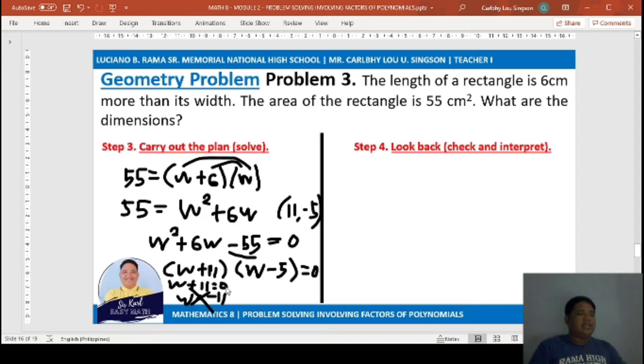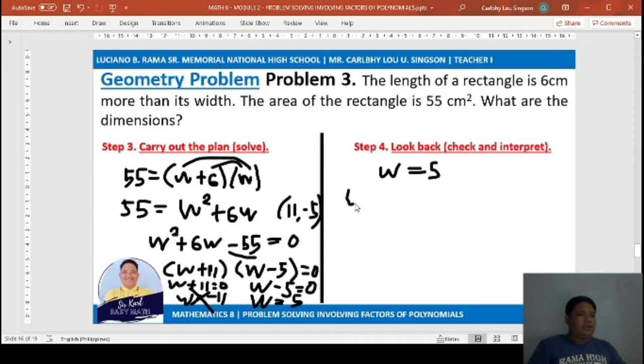Now let's try this one. W minus 5 is equal to 0. Then W will be equal to positive 5. So our width is 5. And of course, automatically, our length, since it is plus 6, is 5 plus 6, that is 11.